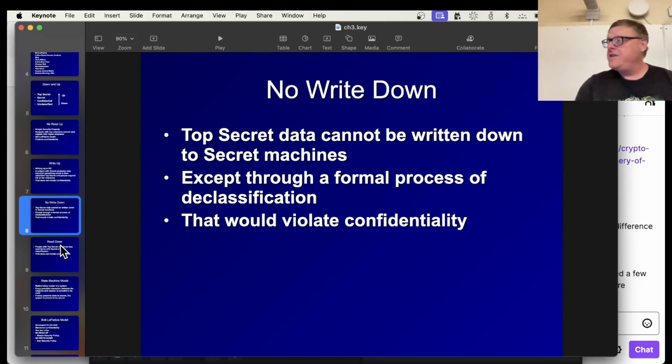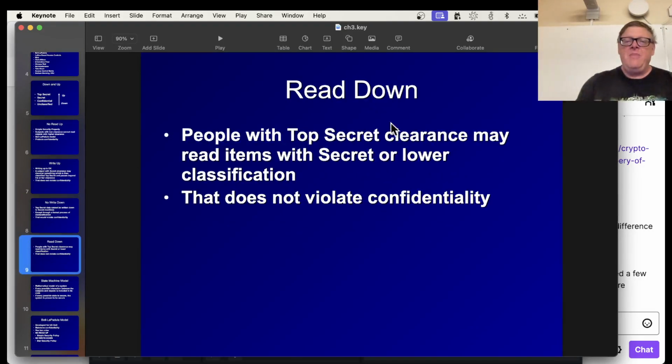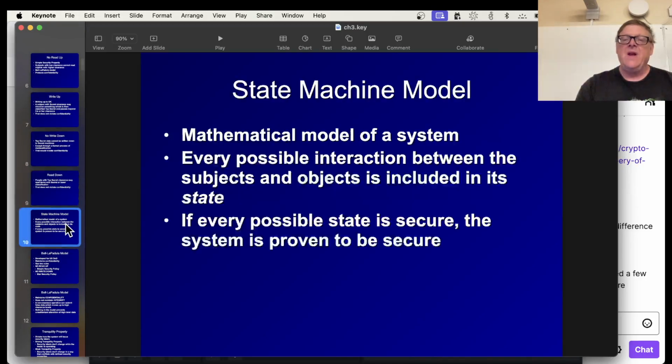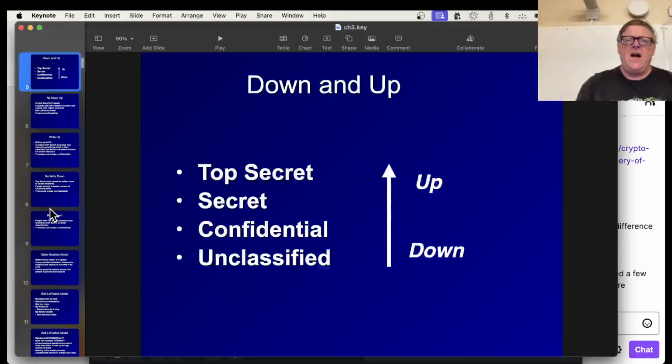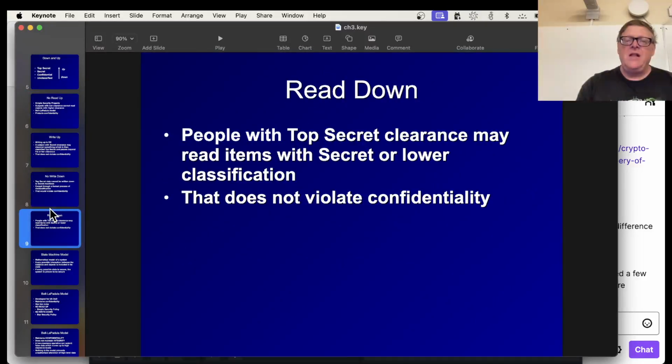So far, all of this makes sense. And people with top secret clearance can read lower things. That's allowed. That obviously doesn't violate confidentiality. You can read things at your level of clearance or lower. All right, that's this system of down and up. That's the Bell-LaPadula model, but the only thing it provides is confidentiality.